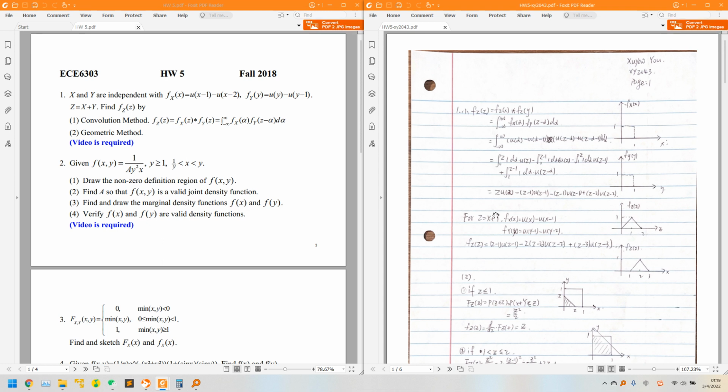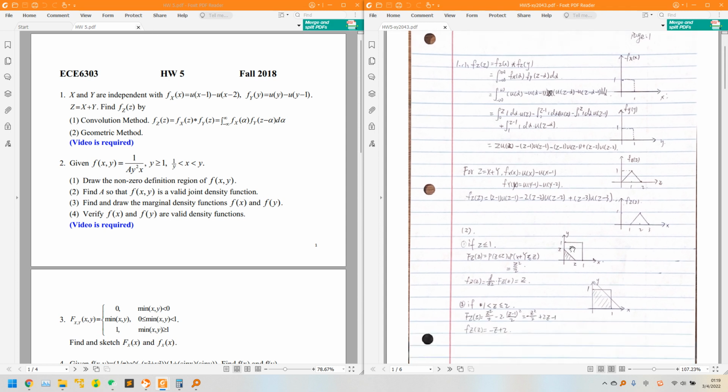And the question gives us another form of fY and fX, and so we take these two into the formula, and we can easily get the final result of fZ, and we can see that it's actually shifted right 1 unit compared to the original fZ. That is the convolution method.